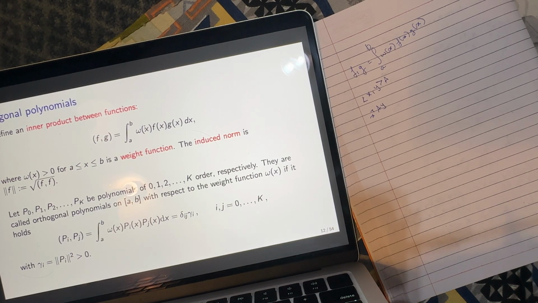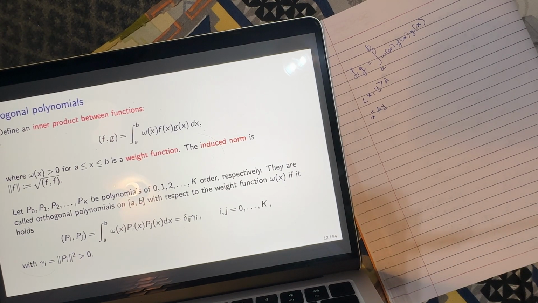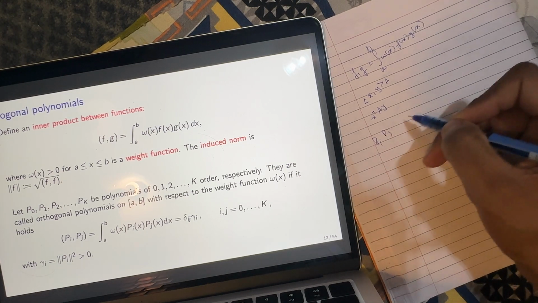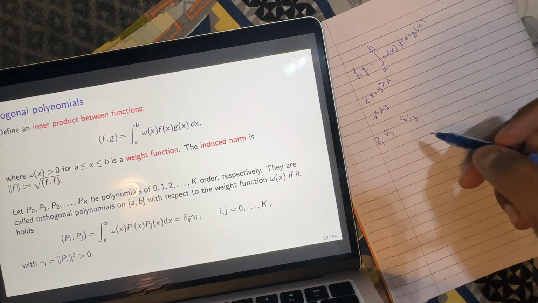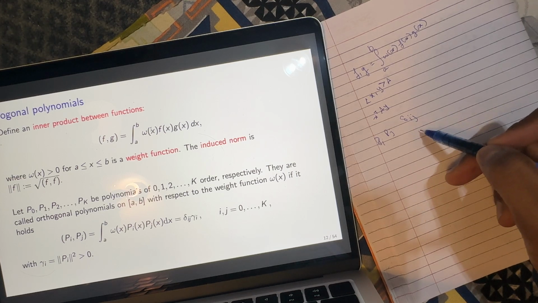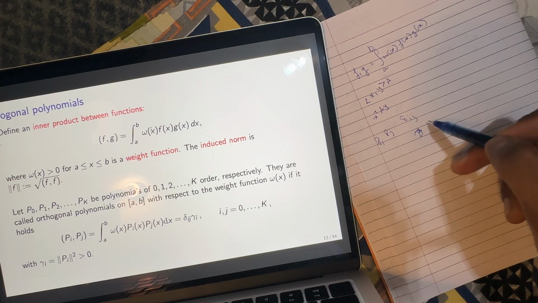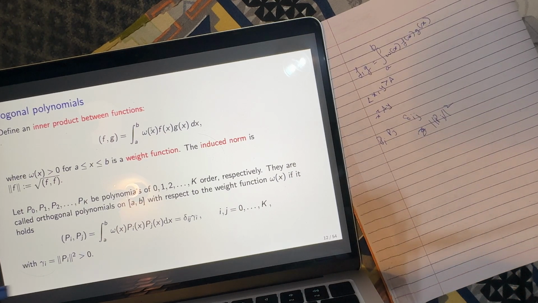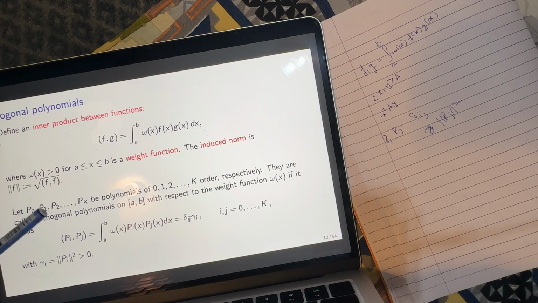Let p0, p1, p2, up to pk be polynomials of order up to k respectively. They are called orthogonal polynomials on a to b with respect to the weight function if the following holds: the inner product of pi and pj is delta ij, and when they are equal, it is the norm of pi squared, and the norm is defined as the square root of the inner product of the function with itself.